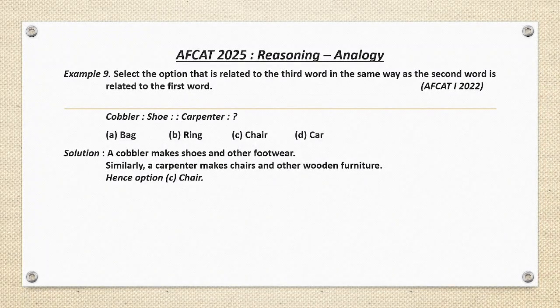Next, cobbler shoe and carpenter is related to what? Simple है, cobbler तो shoe बनाता है, right? Carpenter works with wooden furniture, wooden things he makes. तो बैग नहीं बनाता है, रिंग नहीं बनाता है, ना गाड़ी बनाता है, कार, right? तो carpenter makes a chair. That is the option.